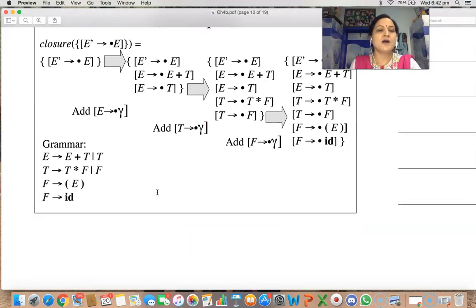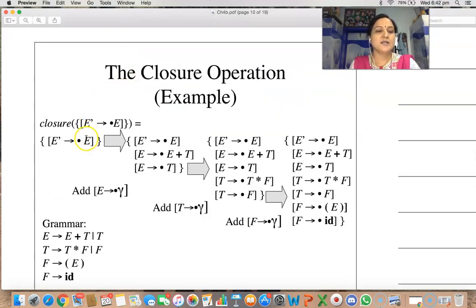So here also after the dot a non-terminal is there, capital E is a non-terminal. So we are going to add E productions. What are the E productions in the given grammar? E tends to E plus T and E tends to T. So we are adding these two productions with dot at the beginning. E dash tends to dot E is the first step. After the dot E is a non-terminal, so we are adding E productions: E tends to dot E plus T, and another production, E tends to dot T.